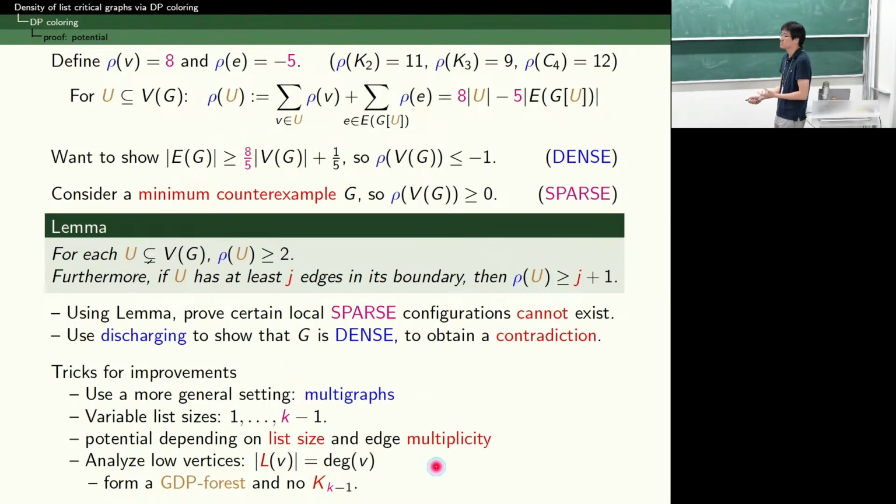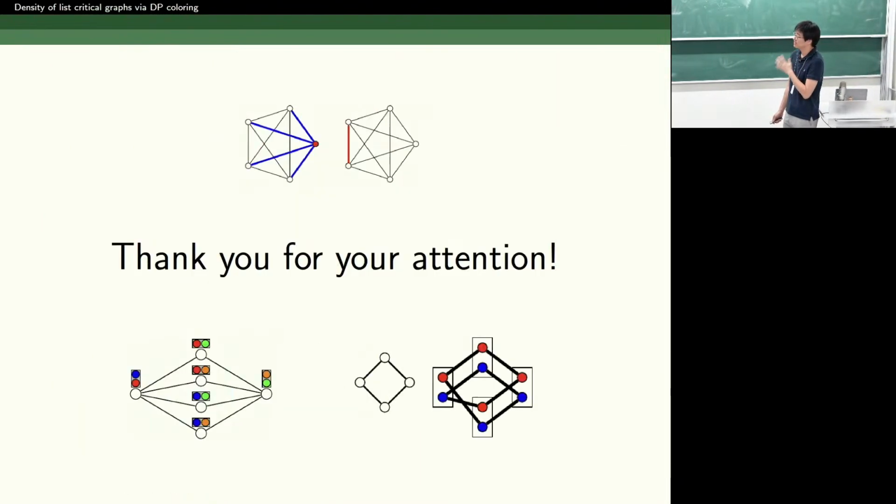And then also the same deal for multiplicity. Here it's written that every edge gets weight -5. If it's a single edge, we gave it some weight. But if it's a multi-edge, we didn't give twice that weight. We gave a little bit more of the negative weight just to make sure the induction works. And then we do the same thing as history tells us. We analyze the low degree vertices, and it turns out these low degree vertices form a GDP forest, with no complete graph of a certain size. Okay, all right, and I think that's it.